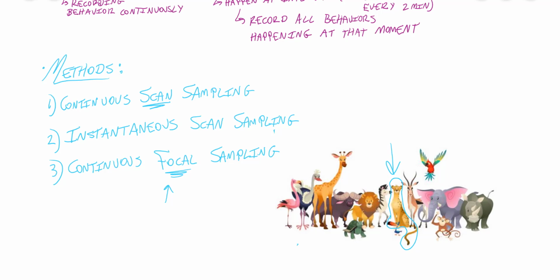Focal sampling is almost always continuous because you're only watching a single individual and they're easy to keep track of in a group nonstop. Again, you will collect data continuously. You'll record behaviors continuously for a set period of time. Let's say it's 20 minutes.